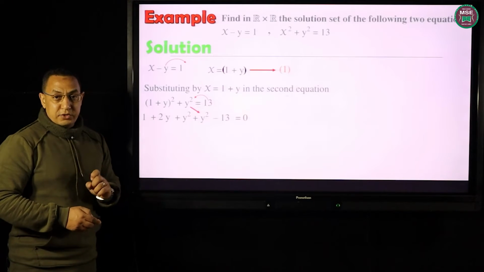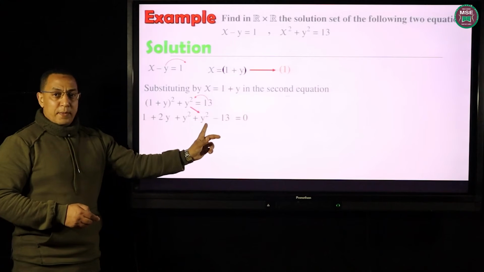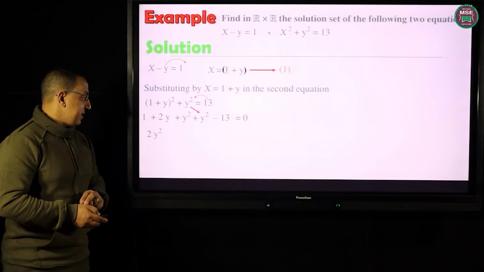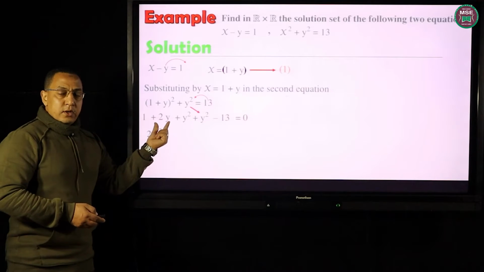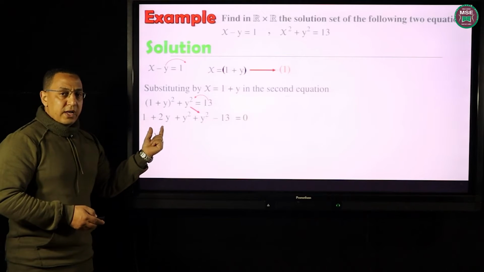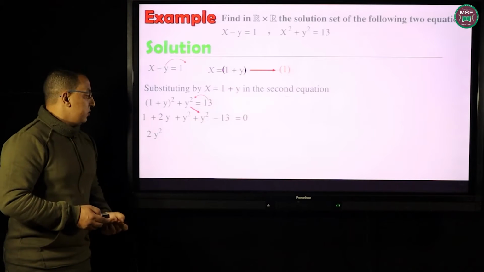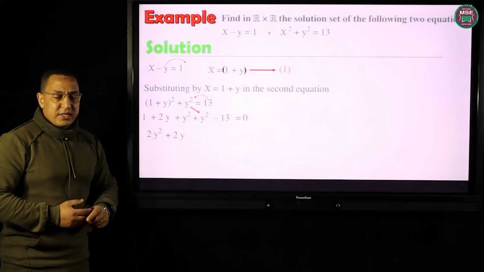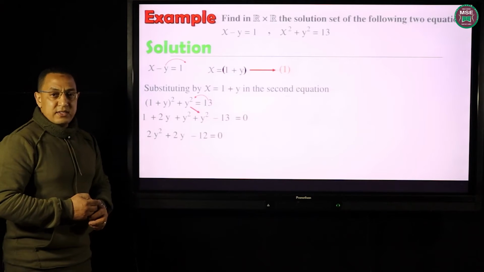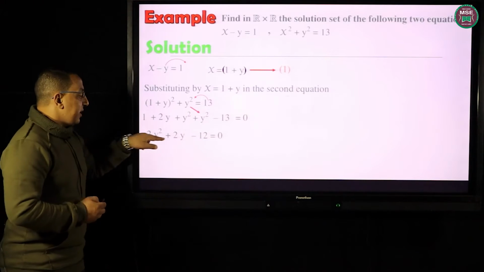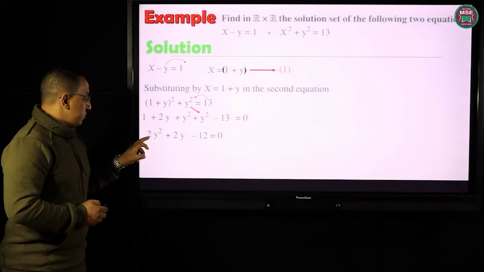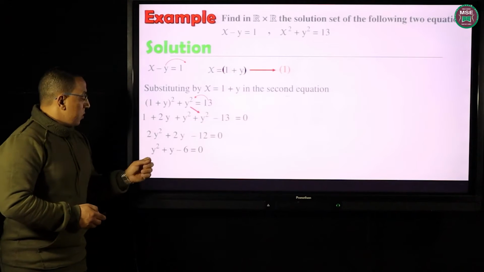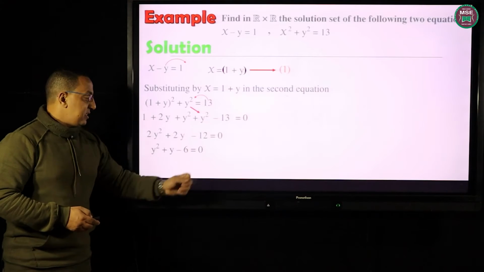Now I'm going to add the like terms. Here I have y power of 2 and y power of 2, which are like terms, so it will be 2y power of 2, and 2y only, without any other like term, so it will be dropped down as 2y. And now I have 1 and negative 13. 1 and negative 13 equals negative 12, equal 0. Now I'm going to divide the whole equation by 2, because 2 and 2 and 12, all of them are divisible by 2. So it will be y power of 2 plus y minus 6 equal 0.